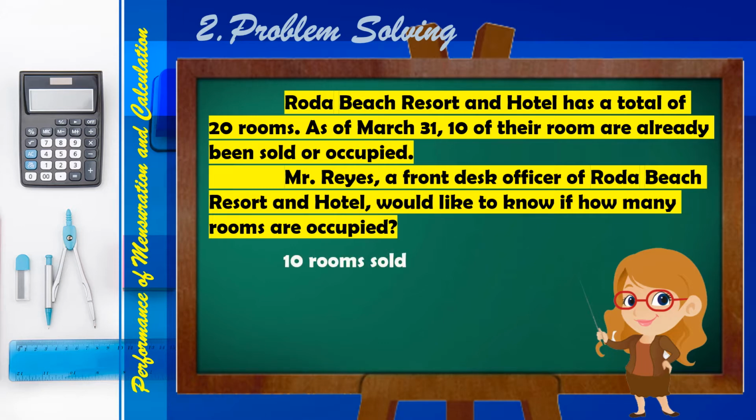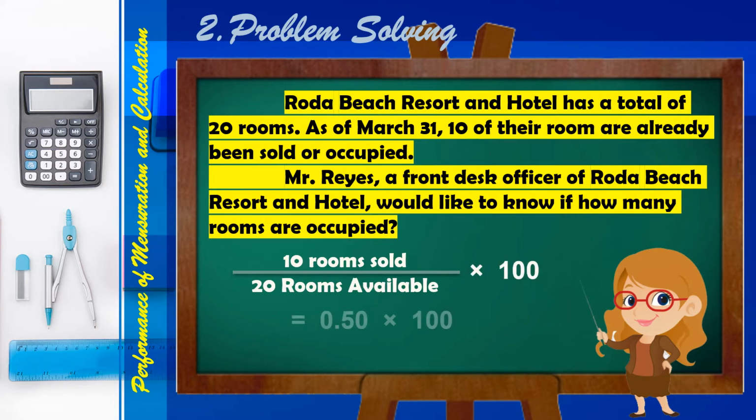So the formula is rooms occupied divided by rooms available times 100. The rooms sold here in the problem is 10. So 10 rooms sold divided by the total rooms available, which is 20, times 100. So 10 divided by 20 is equal to 0.50, times 100 is equal to 50%. So meaning to say 50% of rooms are occupied at Rhoda Beach Resort and Hotel.